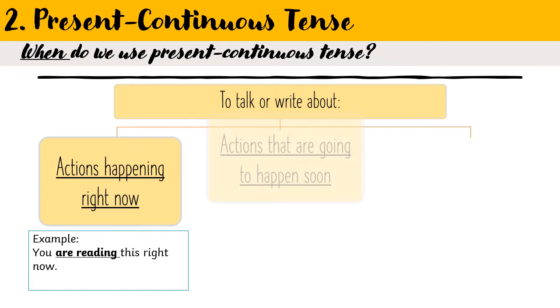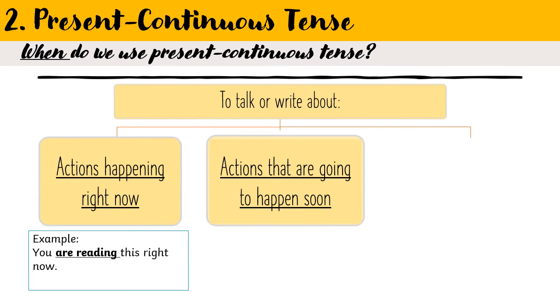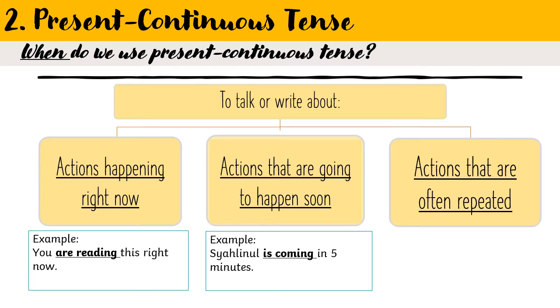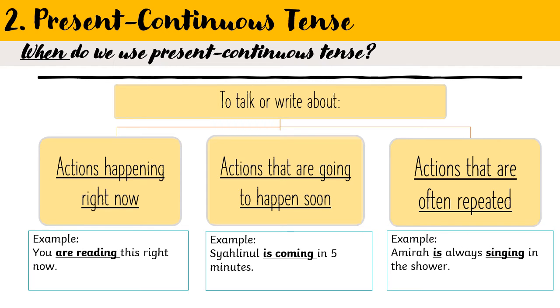You also use it to talk or write about actions that are going to happen soon. So for example, Shalino is coming in 5 minutes. You are going to answer my questions after this. Okay. You also use it to talk or write about actions that are often repeated. Okay, it's something that you often repeat. For example, Amira is always singing in the shower. So these are the times when you use present continuous tense.